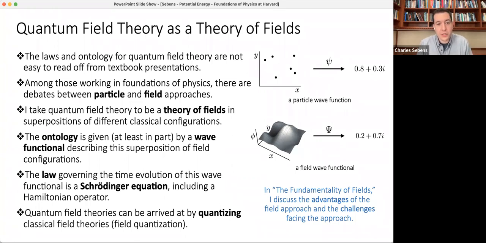I think this field approach to quantum field theory also comes with a picture of how you get to a quantum field theory. There are different ways to get to a quantum field theory, different ways to build it up or to say what it's about. But I think one helpful route to examine is this route of field quantization. So you start with a classical field theory, and then you quantize and you get a quantum field theory. So today we'll be talking about moving from a classical field theory to a quantum field theory.